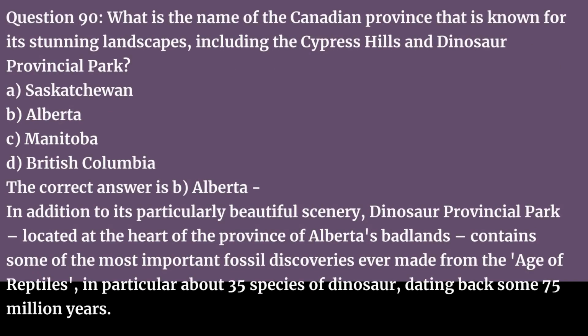Question 90. What is the name of the Canadian province that is known for its stunning landscapes, including the Cypress Hills and Dinosaur Provincial Park? A. Saskatchewan, B. Alberta, C. Manitoba, D. British Columbia. The correct answer is B. Alberta. In addition to its particularly beautiful scenery, Dinosaur Provincial Park, located at the heart of Alberta's Badlands, contains some of the most important fossil discoveries ever made from the age of reptiles, in particular about 35 species of dinosaur, dating back some 75 million years.